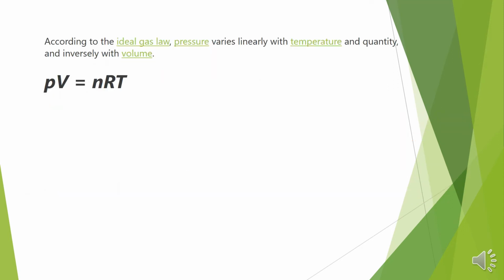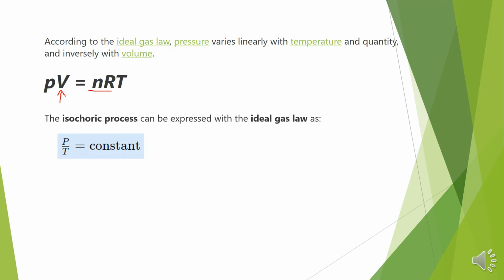According to the ideal gas law, PV is equal to nRT. Here, V cannot change, so it's constant. n is constant, also R is constant. So, P just relates to T. For an isochoric process, we can say P over T is equal to constant, or we can rearrange to P1 over T1 equals P2 over T2.